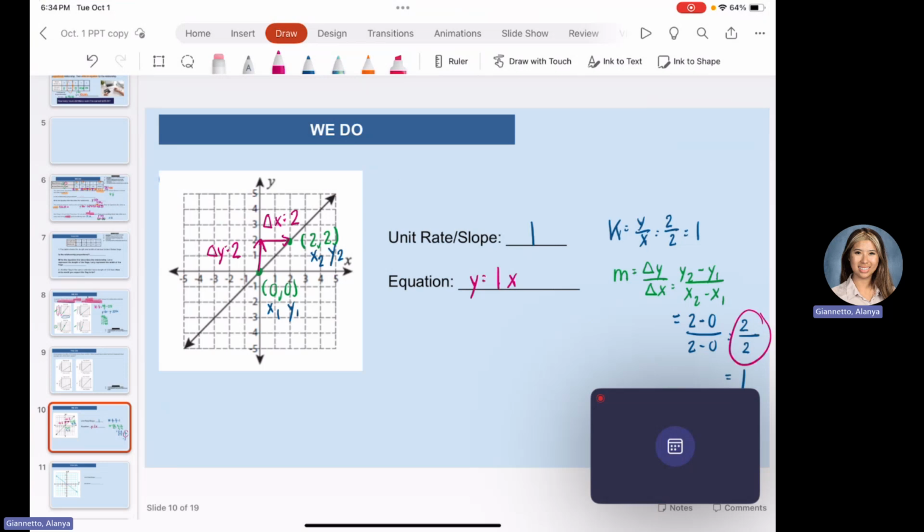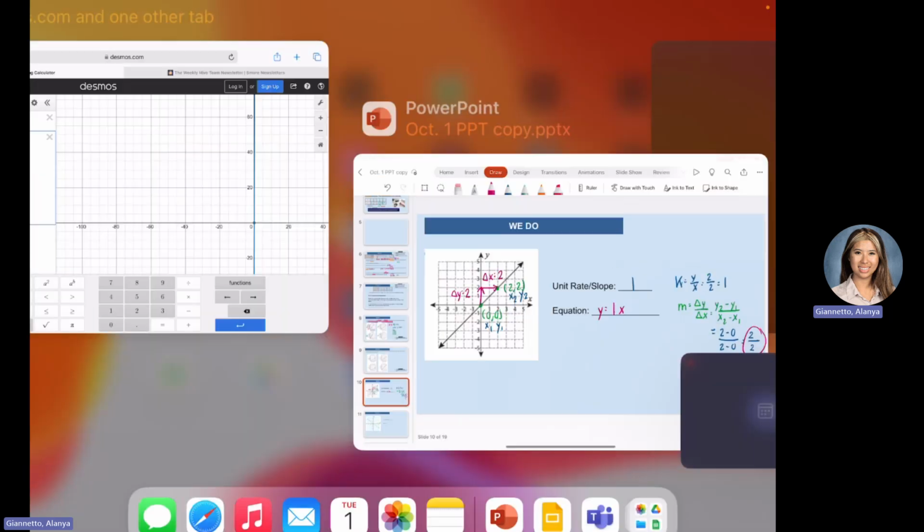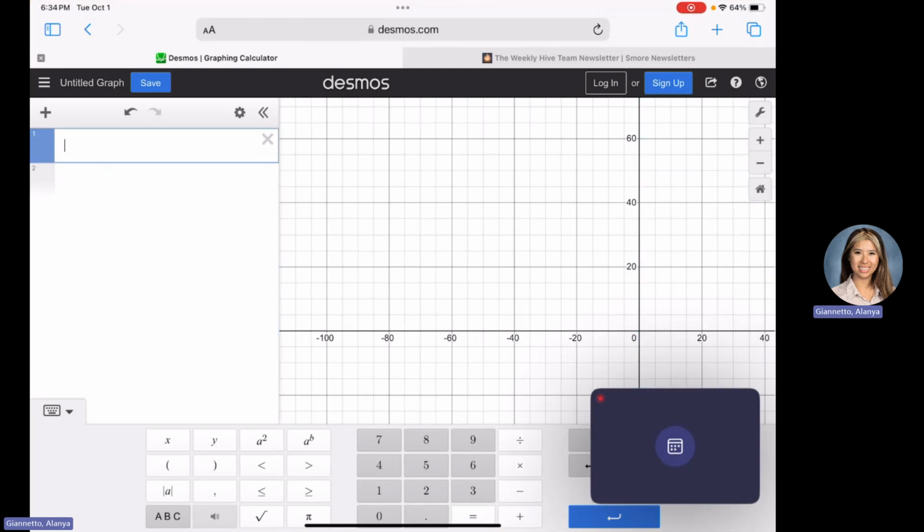Okay, for this problem right here, we can make a table with these 2 points, 0, 0, and 2, 2. So I'm going to show you what I mean by that. So I'm going to erase this. To make a table, I have to go to the plus, table. So I'm going to write the 0, 0 on the first line, and then the second line 2, 2.